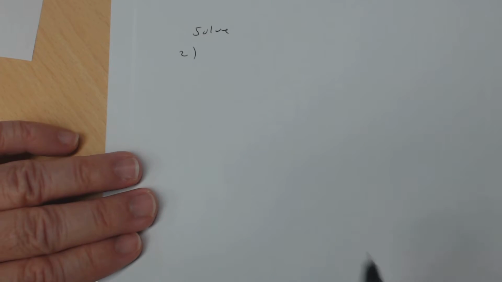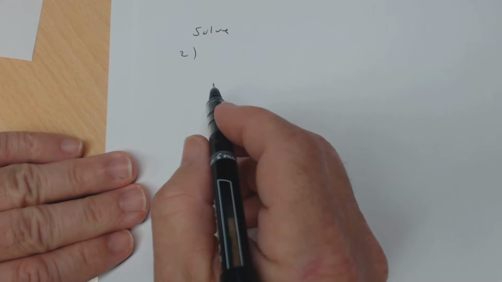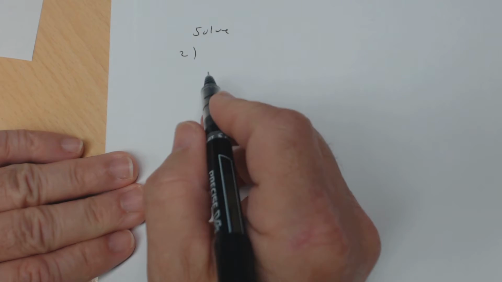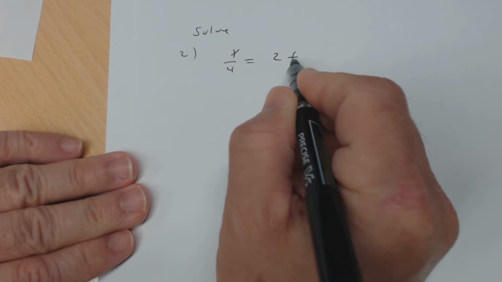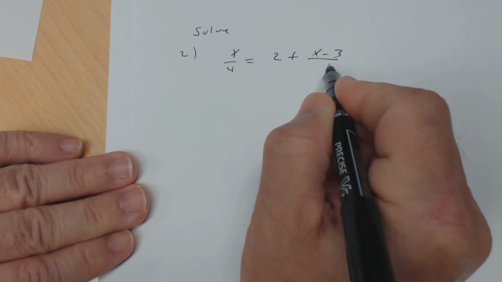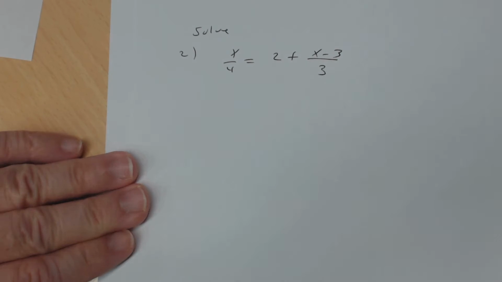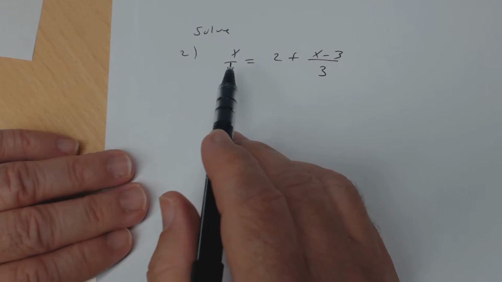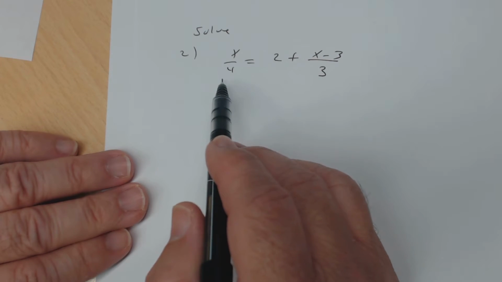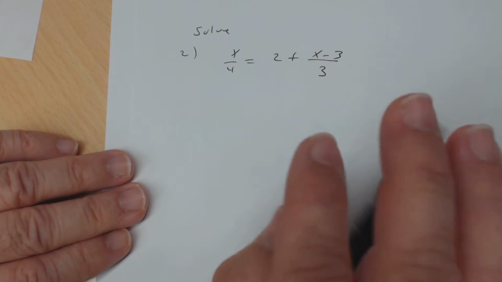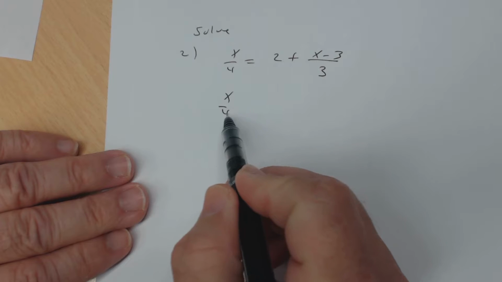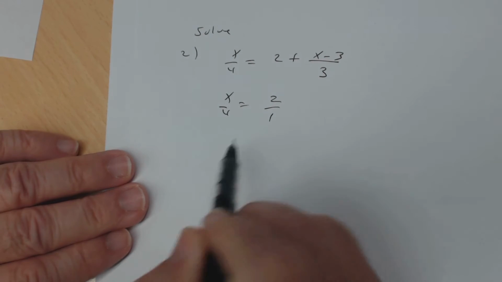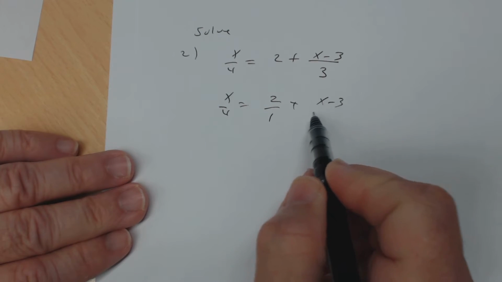All right, number two. All right, you want to solve this equation. We have x divided by 4 equal 2 plus x minus 3 divided by 3. All right, now, again, if you remember the previous one, this is one fraction, and on the right side you have two fractions, because this is really 2 divided by 1. So this is really 2 over 1 plus x minus 3 divided by 3.